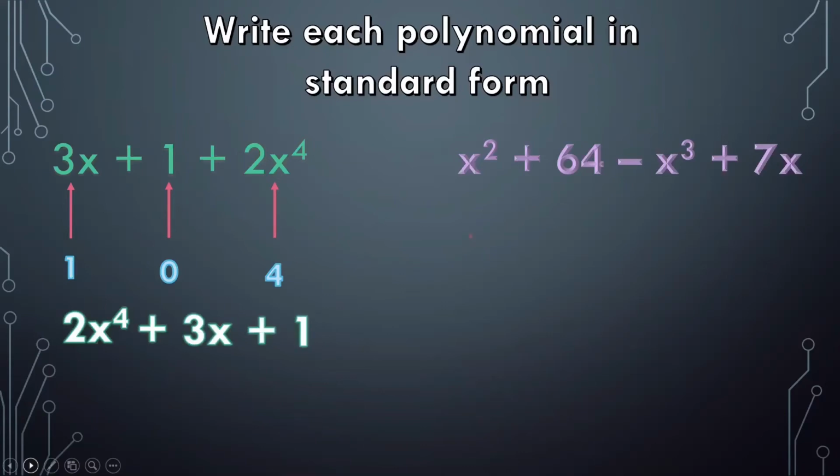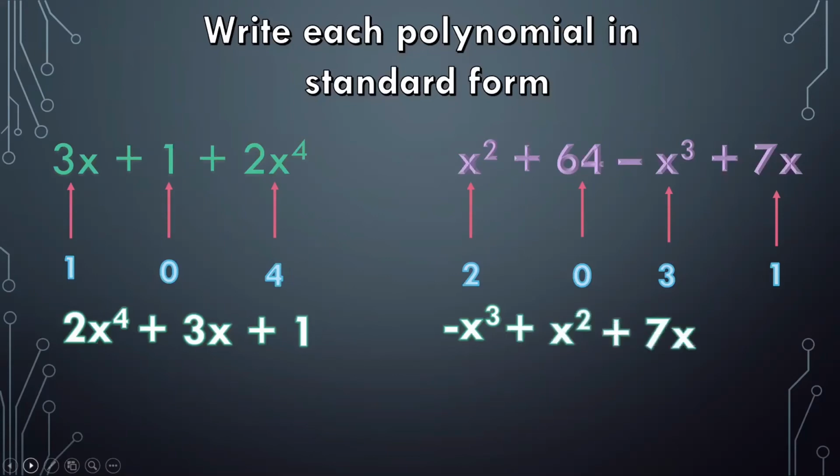Let's come over to our other one. This one has a degree of 2, a degree of 0, a degree of 3, finally a degree of 1. Remember, when we reorder, the sign in front goes with the term behind. So your polynomial is just going to start with a negative. Plus x squared plus 7x plus 64.